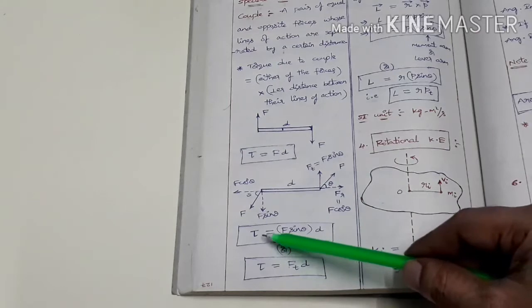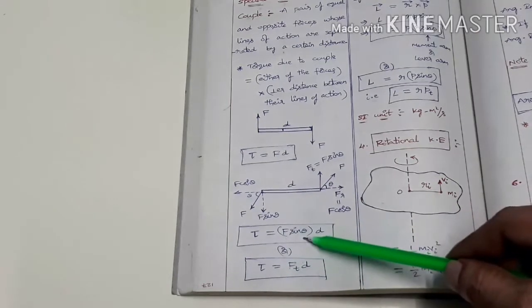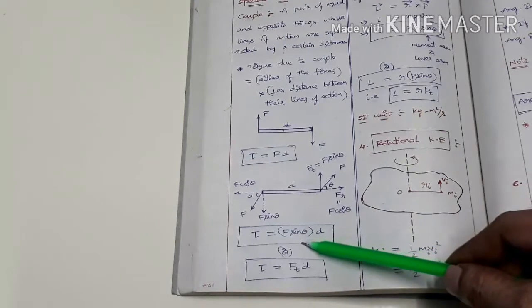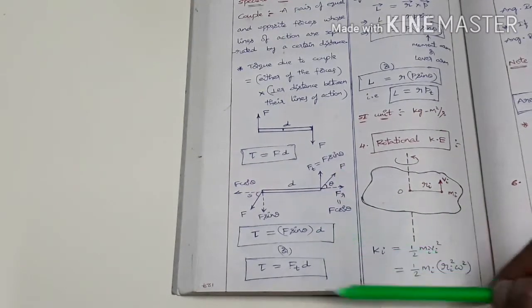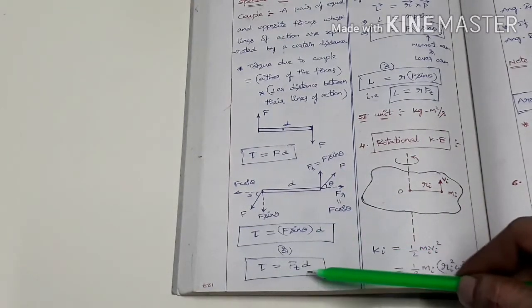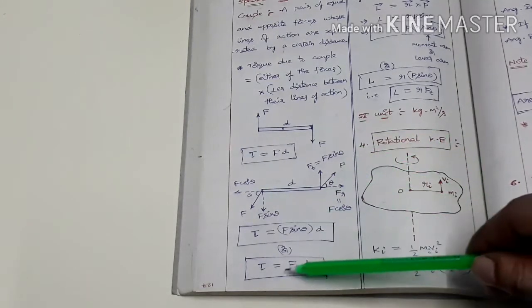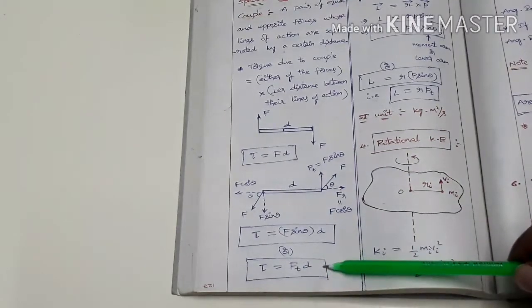So I am writing tau equals that component of force which is actually responsible for the rotational motion. That is F sin theta into d, or tau equals Ft into d. That is the tangential component of force which is actually responsible. So tau equals Ft into d here.